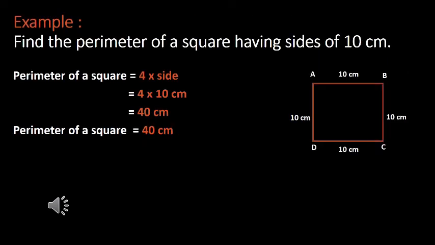Now, let's find the perimeter of a square having sides of 10 centimeters. Using the formula, perimeter of the square is equal to 4 into 10, which is equal to 40 centimeters. Thus, perimeter of the square is 40 centimeters.